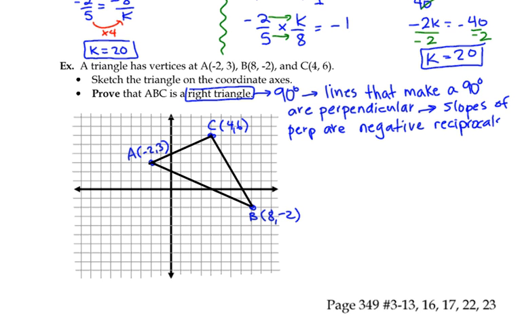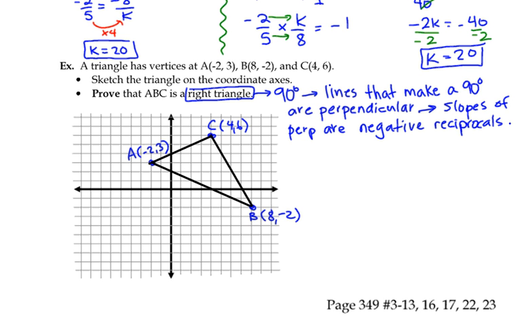Okay, we haven't even done anything yet. This is the logic we need to go through. It says prove it's a 90, okay? A right triangle has a 90-degree angle. If it's 90, two lines are perpendicular. If they're perpendicular, the slopes are negative reciprocals. Do you see the progression we need to make? So, what do we need to find in order to prove that this is a right triangle?